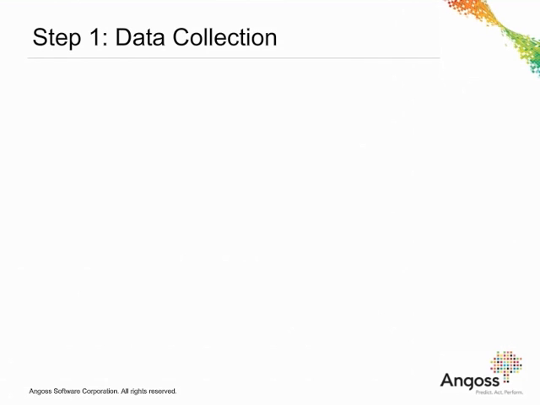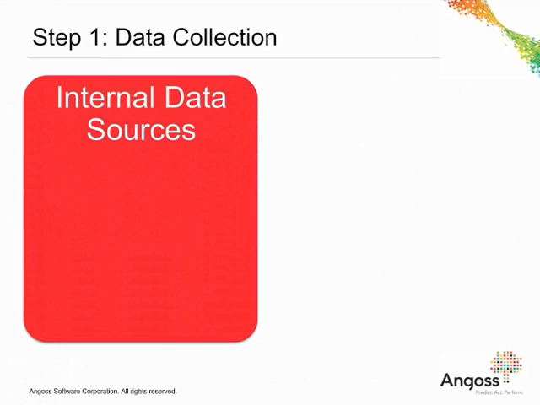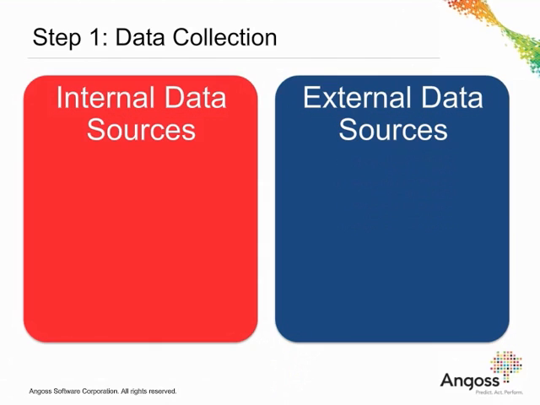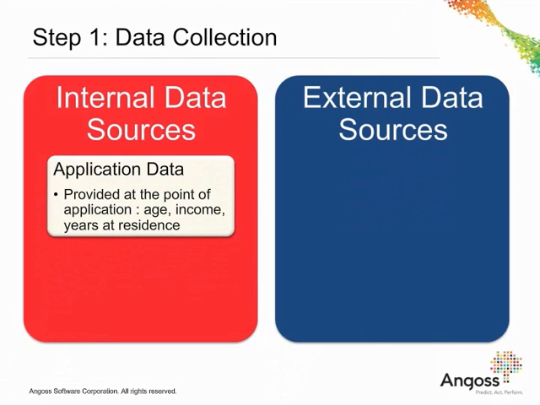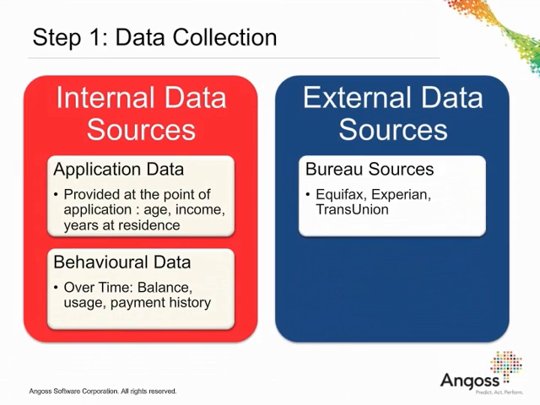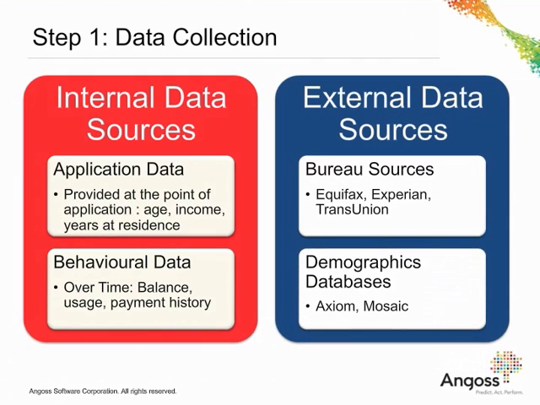The first step in the scorecard development process is data collection. There are two sources of data used in credit scorecards: internal data sources taken from within the organization and external data sources acquired from a third-party vendor. From inside the organization, we have application data. This is information collected from the customer at the time of their application, such as age, income, and years at current residence. We also collect over time behavioral data, variables like balance, product usage, and payment history that come to represent our customer. There are also two types of external data sources: bureau sources such as Equifax, Experian, and TransUnion, that identify a customer's level of risk, and demographics databases from providers like Acxiom and Mosaic that deepen the demographic profiles of our customers.